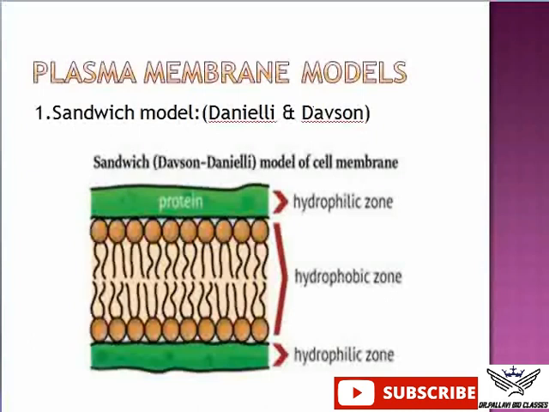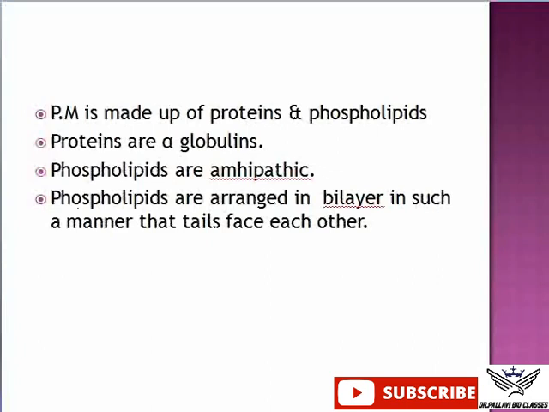Now the next slide tells you some important points: the plasma membrane is made up of proteins and phospholipids. The proteins are alpha globulins and the phospholipids are amphipathic. The word amphipathic means it has both hydrophobic and hydrophilic ends. The phospholipids are arranged in a bilayer in such a manner that their tails face towards each other and the heads are present on the opposite sides.